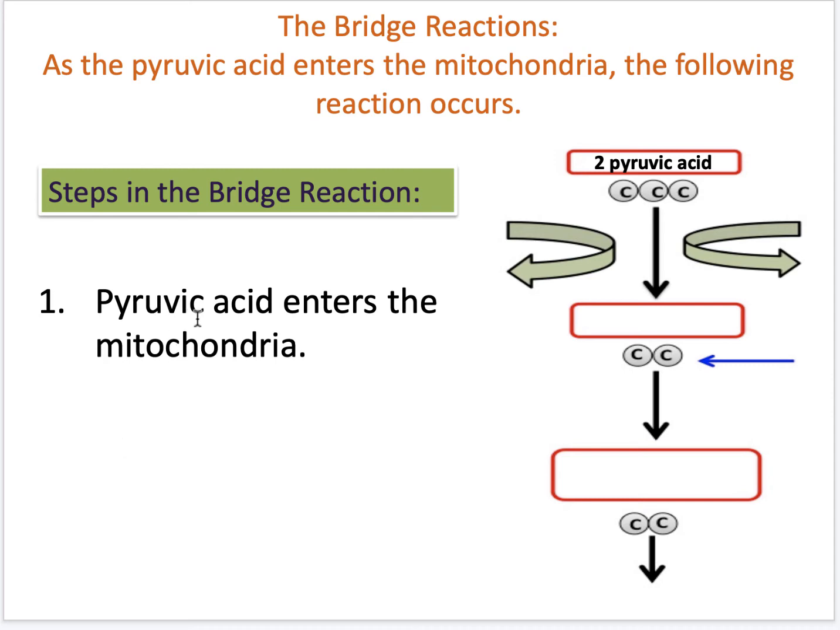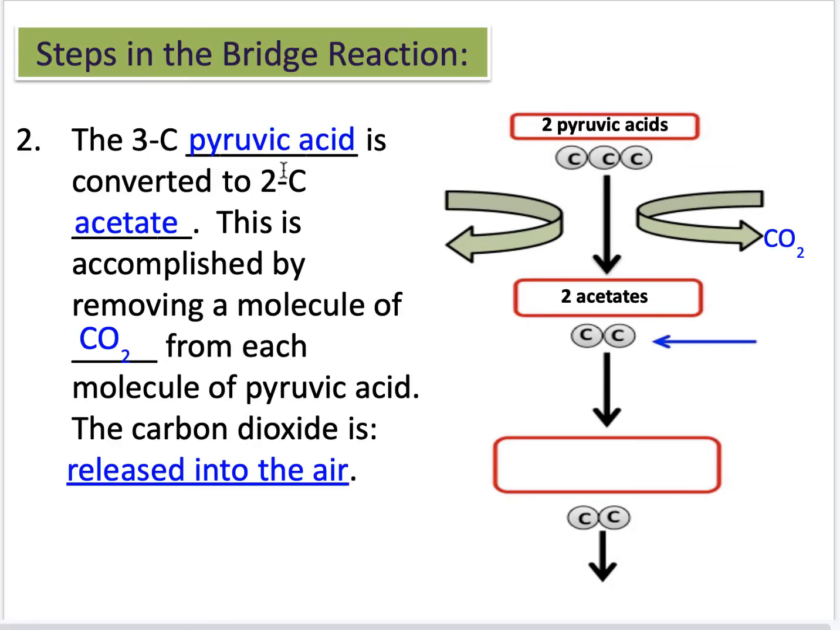So before the pyruvic acid is able to undergo the rest of the chemical reactions, it must go through this bridge reaction. So we're going to go through these steps. First we've got the pyruvic acid. It enters the mitochondria. And the first thing that happens is that a 3-carbon chain is converted into a 2-carbon chain. And notice right here that it yields off a molecule of carbon dioxide.